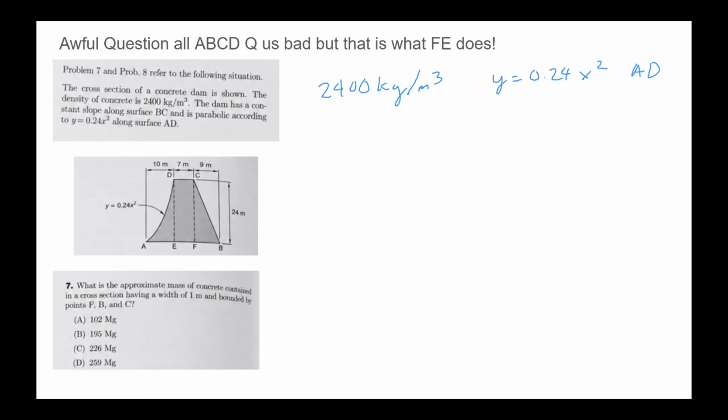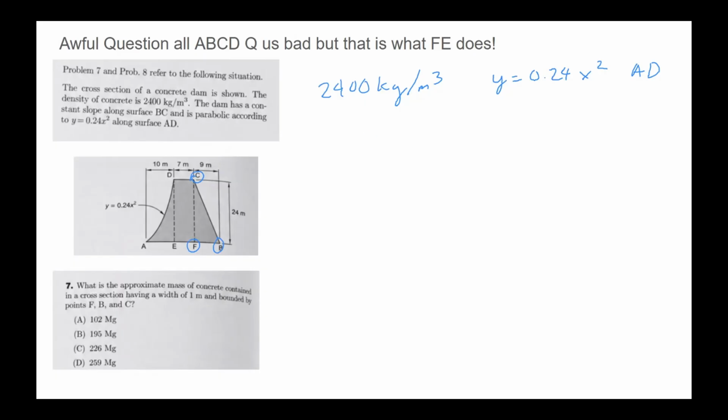Okay, what is the approximate mass of the concrete contained in a section of the wall, one meter wide, bound by points F, B, and C? So F is here, B is here, and C is here. So you want the cross-sectional area of this. I think it's just a triangle, it's just an area, right?